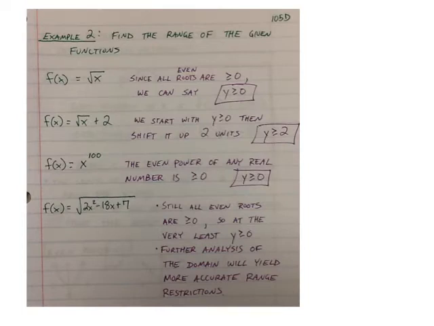And finally, we want to be able to find the range of a function algebraically, and this requires a little bit more analysis, and so generally the problems I present will be pretty straightforward and obvious. For example, the square root function, anytime you take the even root of something, you're going to wind up with an answer that is, at the very least, greater than or equal to 0. So we can say that this range is greater than or equal to 0. Jumping down to the bottom one, which is very similar, we can also still say that the range is greater than or equal to 0.